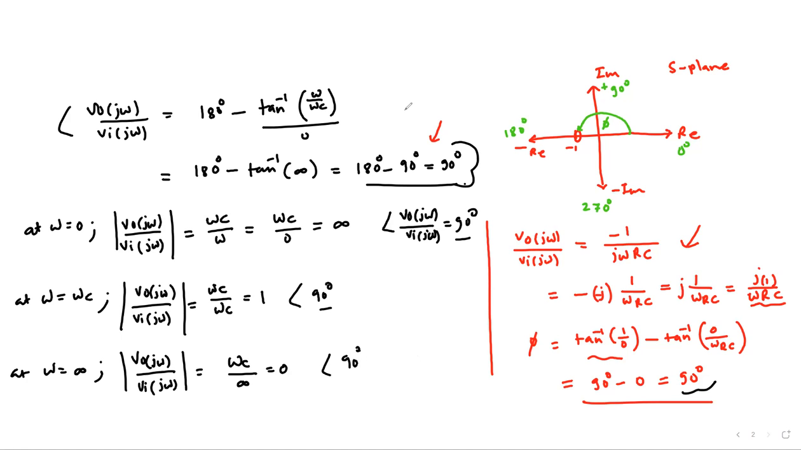So how do we obtain the plot here? The plot can be obtained like this. Let's say we have this point, omega is equal to 0. Here we have magnitude A, a very large gain, so we say that is infinite. At omega is equal to omega c, somewhere here, we have the value to be equal to 1.